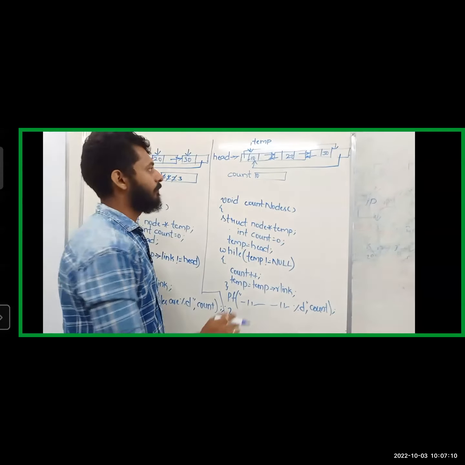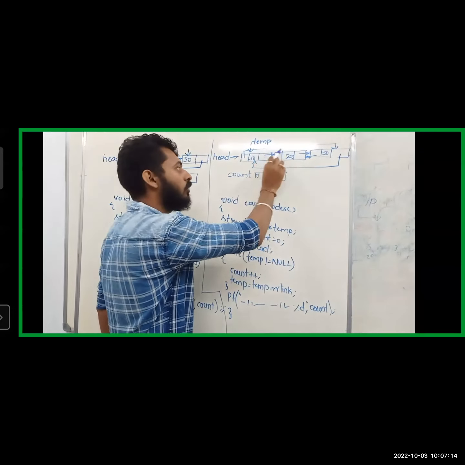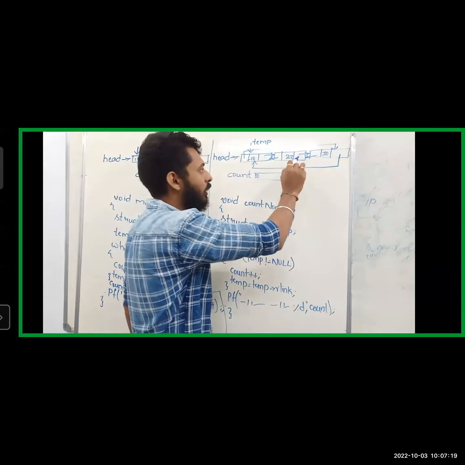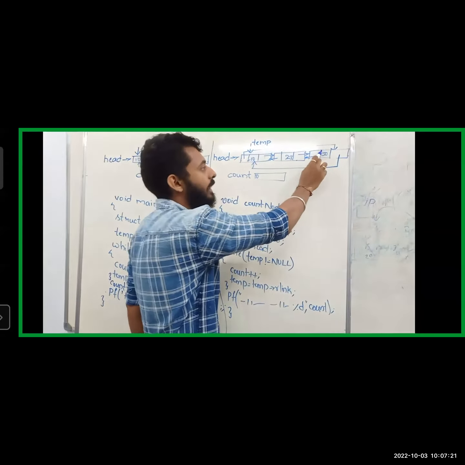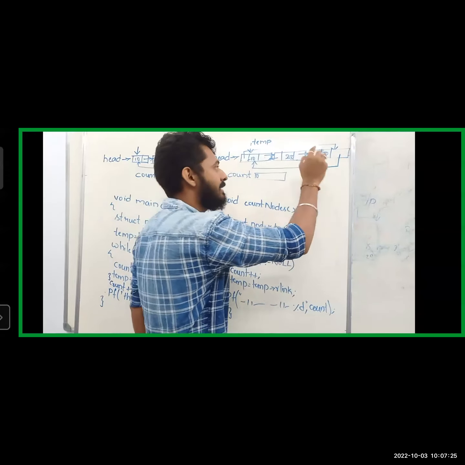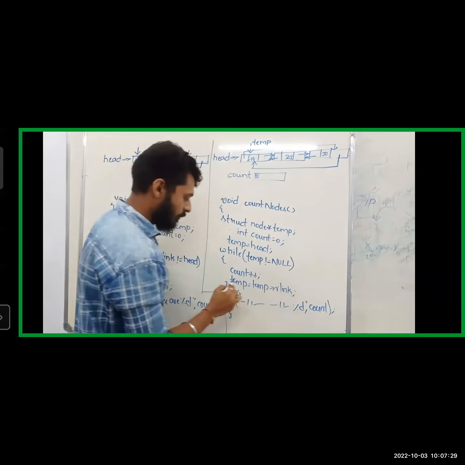In a similar way, here what should I do? Remain same, but temp's link not equal to head. Yes, increment and go to next position. Temp's link not equal to head. Increment the value of count, go to next one. Temp's link not equal to head. It is equal to head. As it is equal to head, now it will stop, it will not count for this one. So what should I do once you close the for loop?